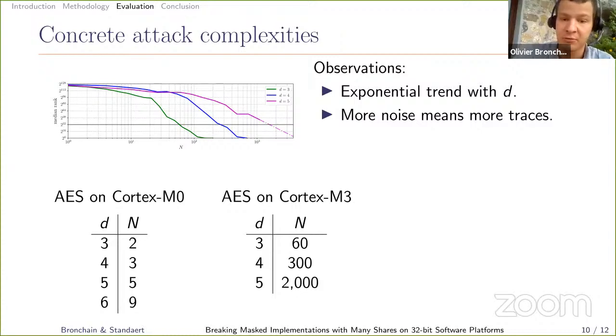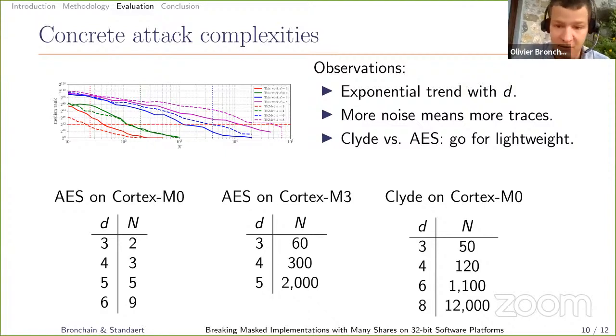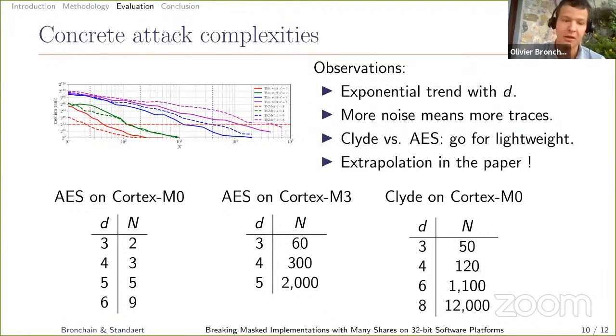And if the same code is running on Cortex M3, then we need more traces. So with 2000 traces, we are able to break a 5-share implementation. So it means that Cortex M3 is more noisy than Cortex M0, and so the attacks are more complex. We also observed that Clyde, which is also running on Cortex M0, has better security than AES. So it means that because it's lightweight, it's easier to protect. And we also provide, as I said previously, extrapolation to larger security order and other interpretation in the paper.